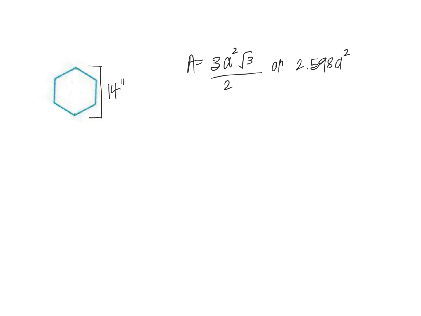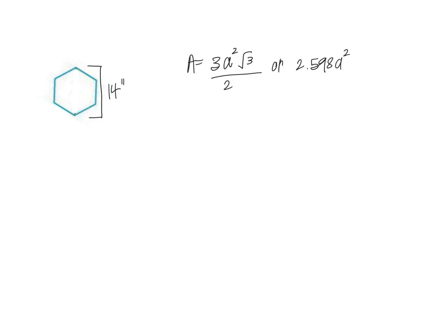So on this hexagon, we know that the distance from corner to corner right here is 14 inches. In this problem, we're going to find the area of this hexagon. The formula for the area of a hexagon is 3a squared times the square root of 3, over 2.